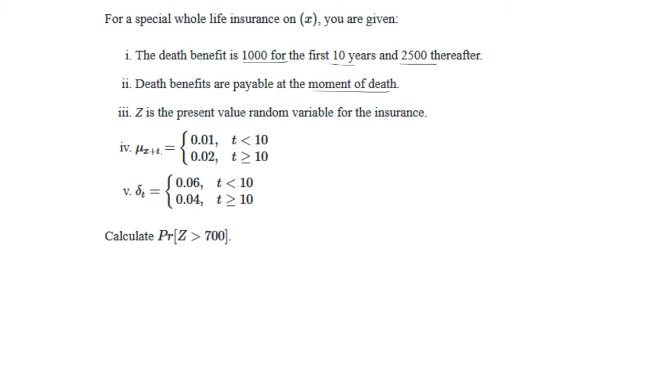The force of mortality is 0.01 when t is less than 10, 0.02 when t is greater than or equal to 10. And then delta t is 0.06 and 0.04. So we want to calculate the probability that Z is greater than 700.